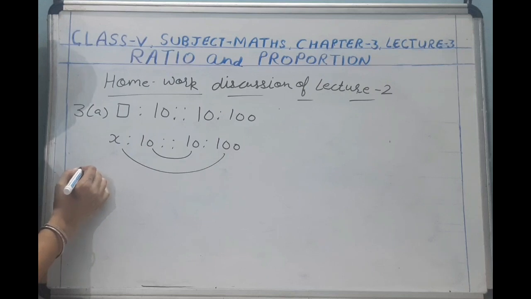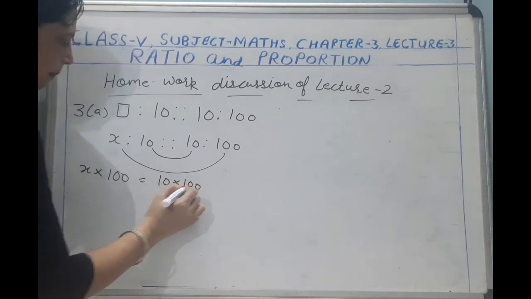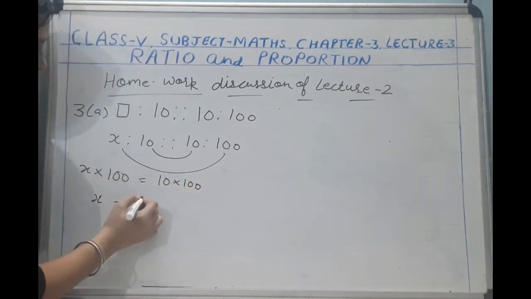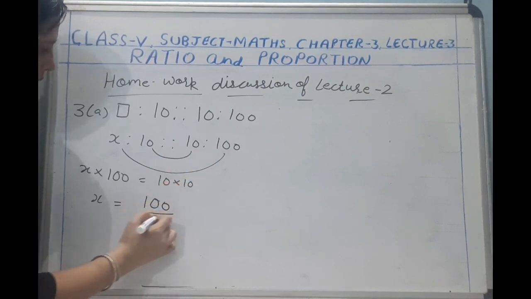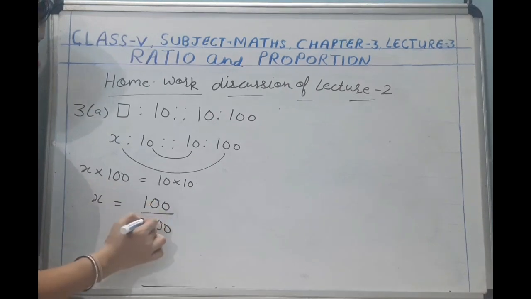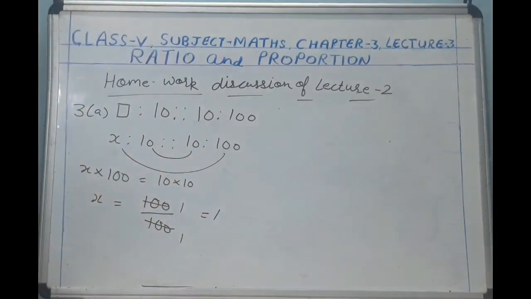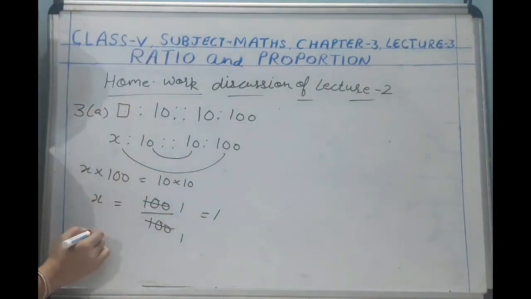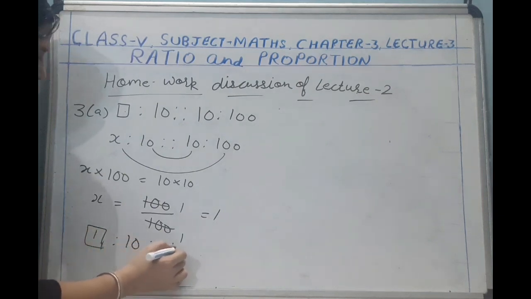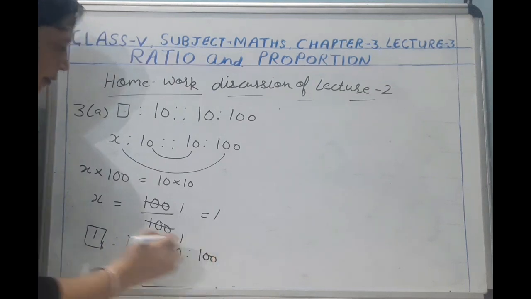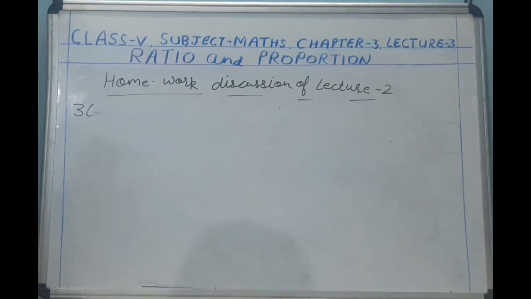So, x into 100 is equal to 10 into 10. x is equal to, 100 will be shifted, 10 into 10 is here. 10 tens are 100. This 100 will shift, so 100 ones are 100. So x is 1. Your answer will be 1. 1 ratio 10 proportion 10 ratio 100. Okay. Have you got the correct answer? Good. Now, your B part was given.